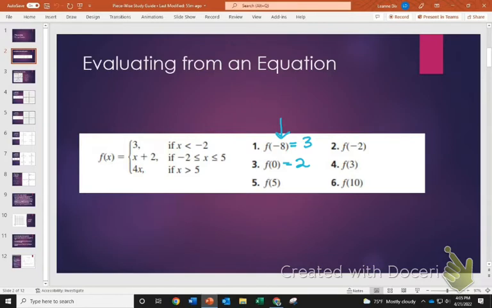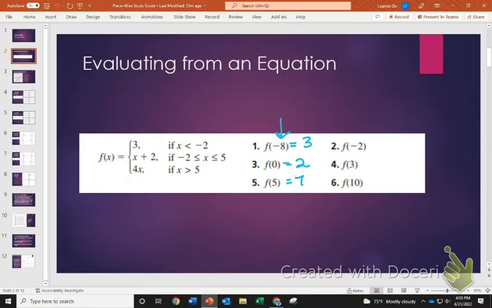F of 5. Even though 5 is in both locations here, I have x is less than or equal to 5 here. Because it says equal to, I know that this 5 actually fits within this constraint. So therefore I should use this equation, and 5 plus 2 gives me 7.